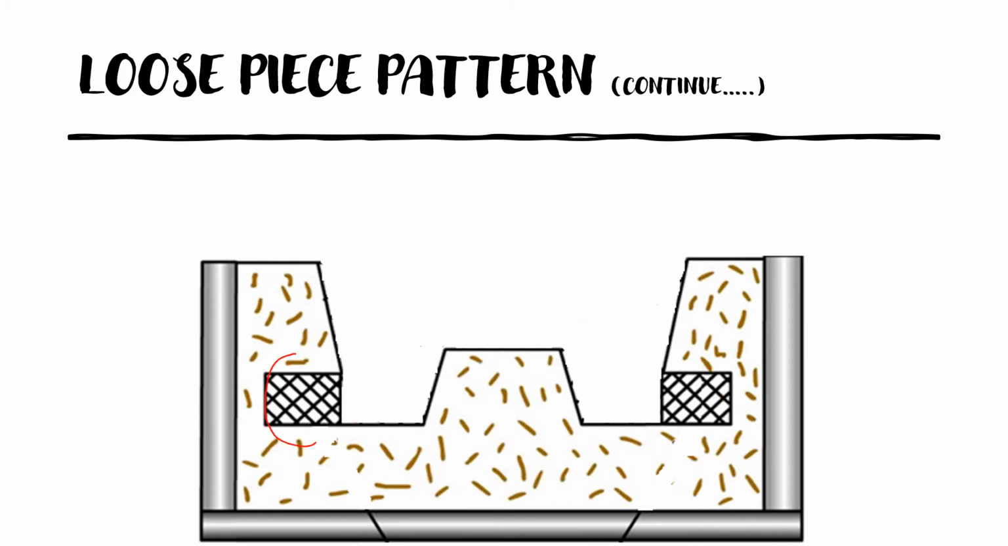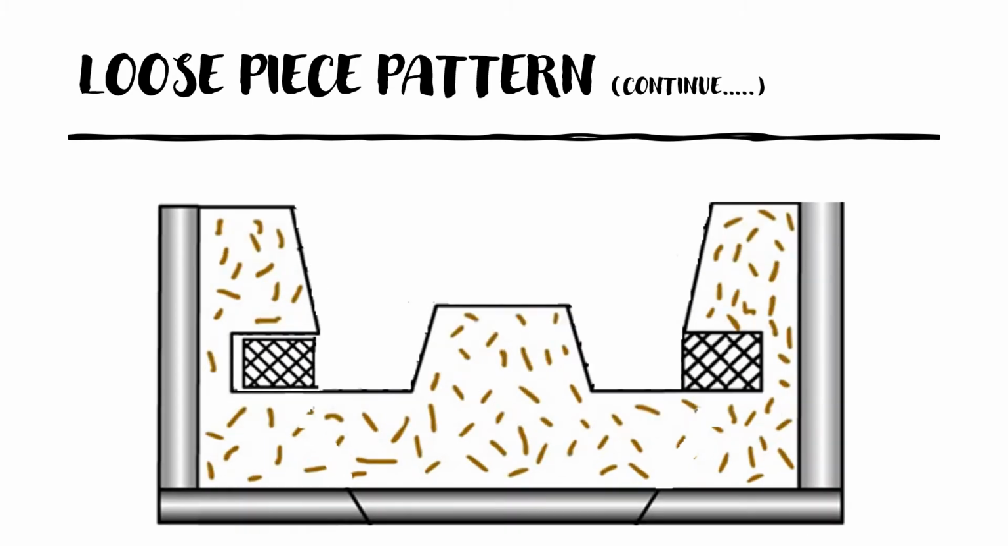For removing these two parts, first we need to pull this part in the horizontal direction like this and then move vertically upward just like the main pattern, like this. You can see the cavity is generated after the first loose part removal.